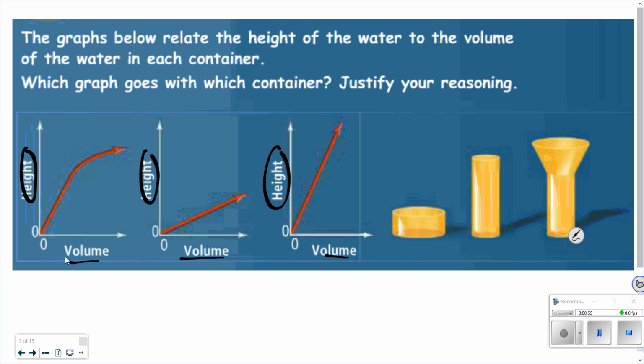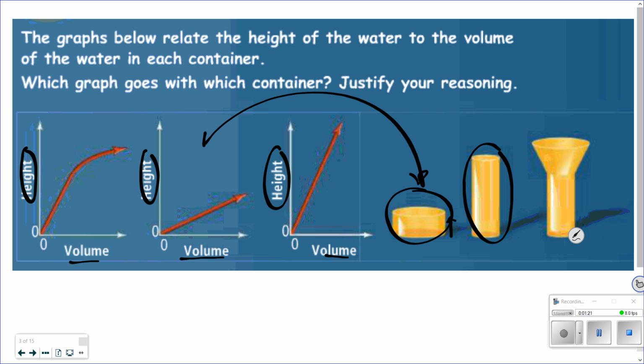So if you look at this first container, as the volume goes up, the height is going to go up also. Same thing here, as the volume goes up, the height is going to go up on this one also. But the question is, which is going to go up faster? Well, because this one has a wider base, as the volume goes up, the height is going to go up slower. So I think those two would match up with each other right there. This one's skinnier, so as the volume increases, the height increases more rapidly, but at a constant rate.